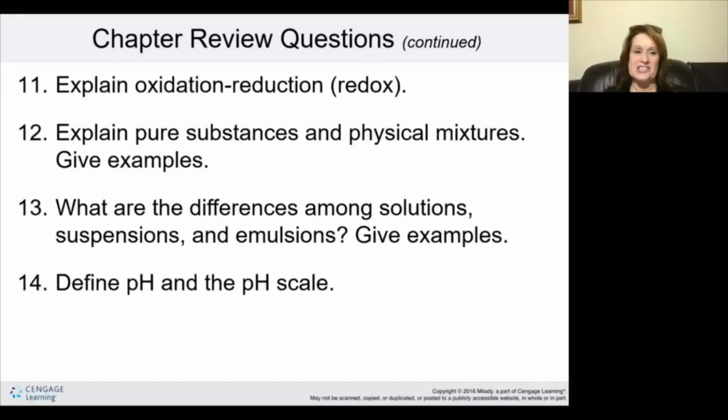Explain oxidation and reduction, number 11. Number 12, explain pure substances and physical mixtures. Give examples. Number 13, what are the differences among solutions, suspensions, and emulsions? Give examples. Number 14, define pH and pH scale.